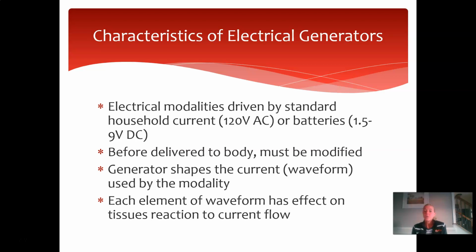So they shape the current. They turn it into a certain waveform that can then be used by the body. Some of the different elements of waveforms are going to have different effects on how the tissue reacts, and that's why we choose different types of E-stim for different goals of treatment.